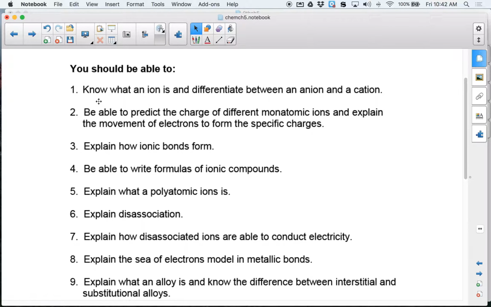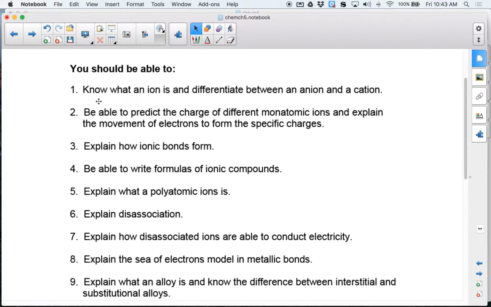All right, moving on. Number 3 says explain how ionic bonds form. So remember, ionic bonds really come down to the fact that when you have a cation and an anion, they're attracted to each other because they have opposite charges, just like opposite ends of magnets are attracted to each other. So the ionic bond comes from the attraction of the positives and the negatives of the cation and the anion.